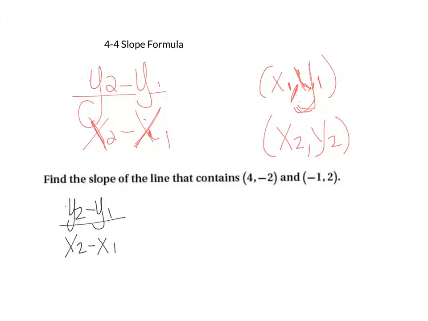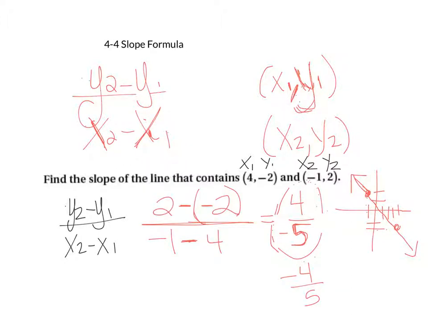So we're given the ordered pairs 4, -2, and -1, 2. If it helps you, you should label these x1, y1, and x2, y2. Some people try to label that first ordered pair as like x1, x2. That makes no sense because an ordered pair is x, y.